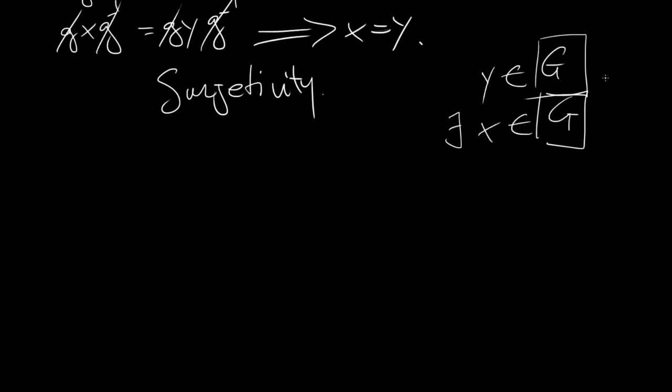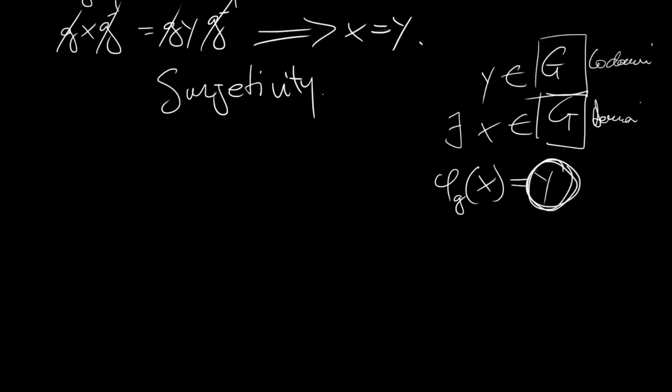I know they're the same, but this is the codomain, and this is the domain, such that little phi of g of x equals y. This is what we have to prove. We have to prove that this element of the codomain has a pre-image in the domain.